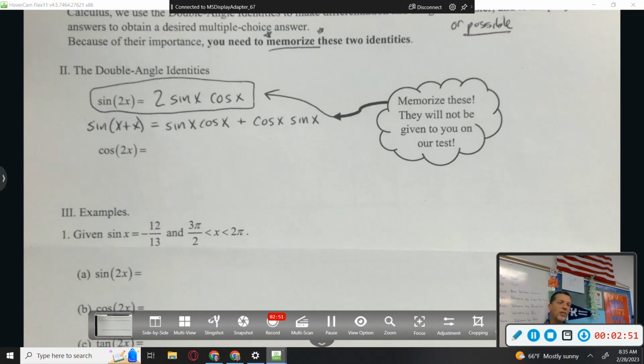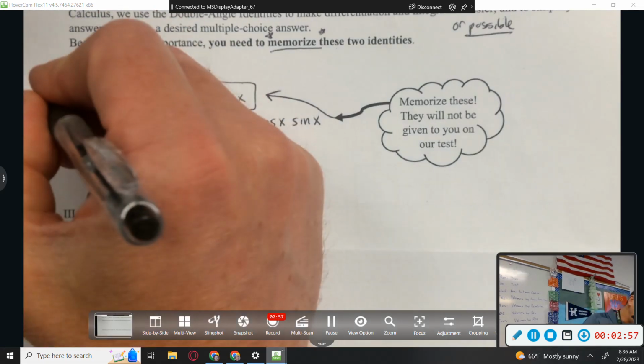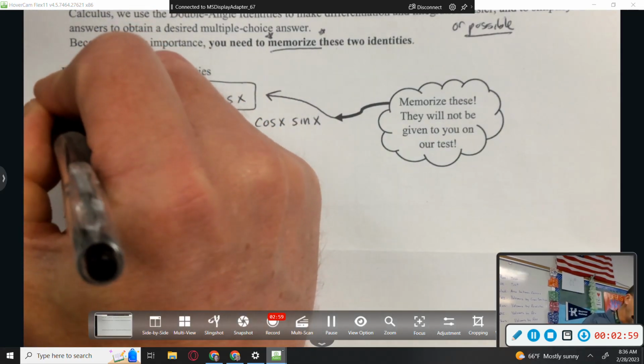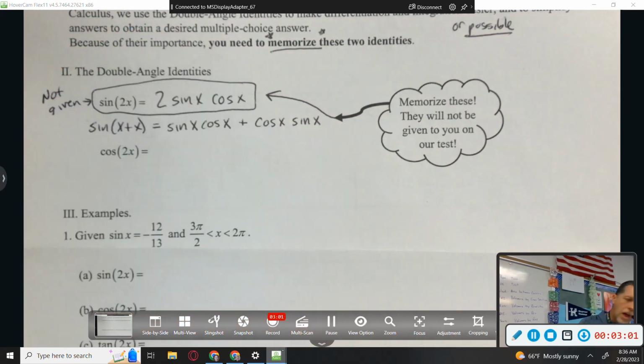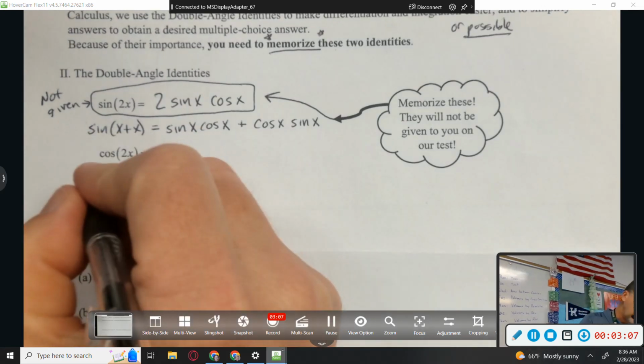Again, you could memorize it or you could get it from the sum formula. I'll leave it to you. I'll just phrase it this way. That won't be given. So you can get it from the sum formula or you could just memorize it and be done with it.